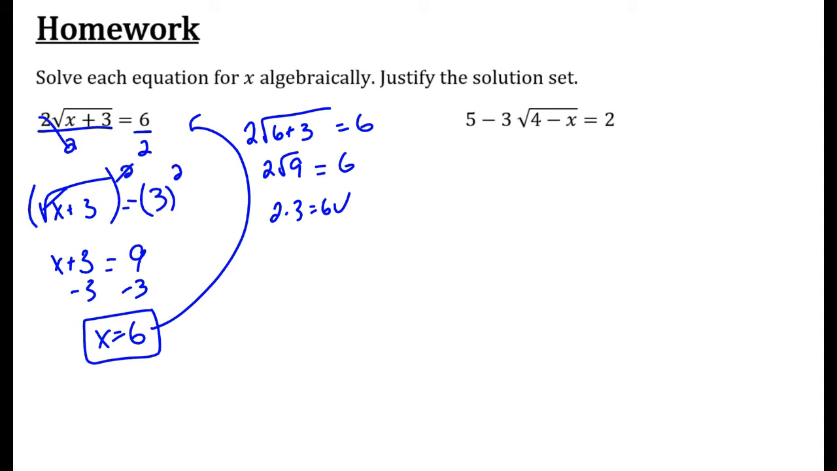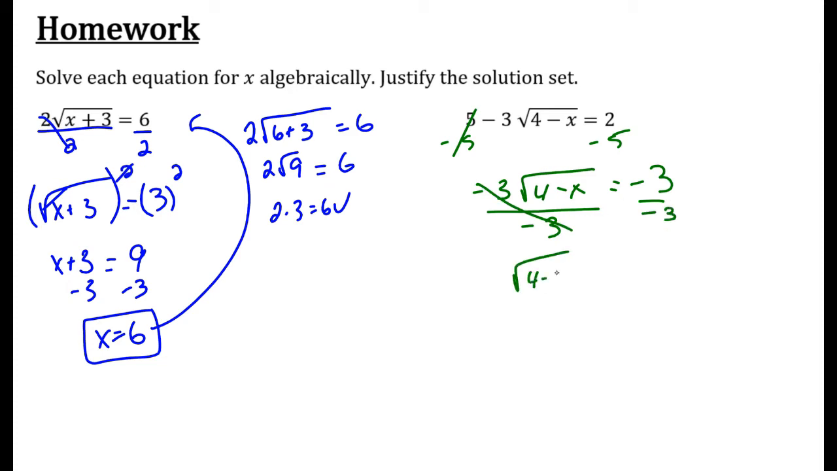It's not extraneous. It is a solution. This next one here, 5 minus 3 square root of 4 minus x equals 2. Well, I want to isolate that square root somehow. The first thing I'm going to do is get rid of that 5. So I'm going to subtract 5 from both sides and get negative 3 square root of 4 minus x equals negative 3. It's being multiplied by negative 3, so I'm going to divide by negative 3 to get the square root of 4 minus x equals 1.